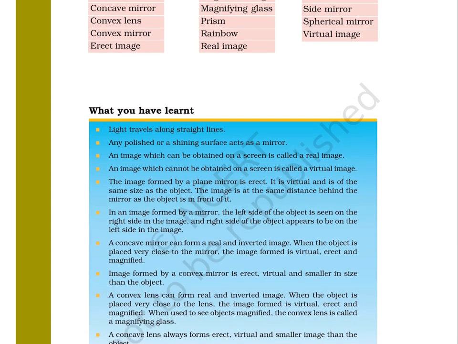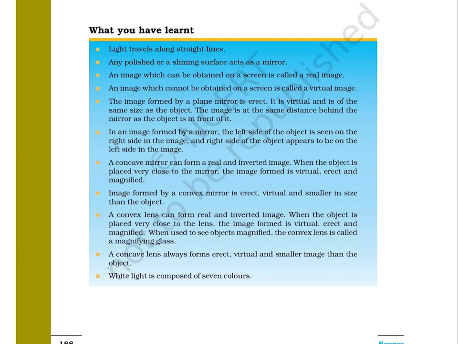What you have learned. 1. Light travels along straight lines. 2. Any polished or a shining surface acts as a mirror. 3. An image which can be obtained on a screen is called a real image. 4. An image which cannot be obtained on a screen is called a virtual image. 5. The image formed by a plane mirror is erect. It is virtual and is of the same size as the object. The image is at the same distance behind the mirror as the object is in front of it.